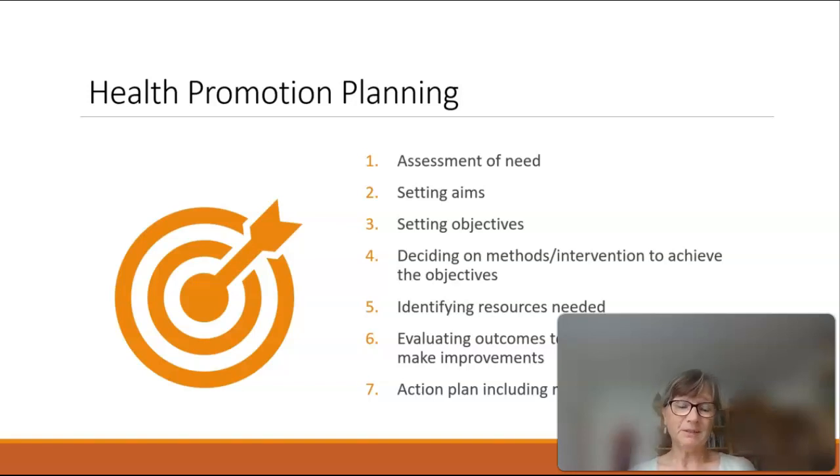You've assessed the need. From that, you're going to set aims, an overall aim or aims of the program intervention, and specific objectives, measurable objectives, that if you complete those objectives, you will have met your aim or aims. And then once you've got the clear idea of the objectives, then you can say, right, how are we going to do it? What methods are we going to use? What resources do we need? How are we going to evaluate?